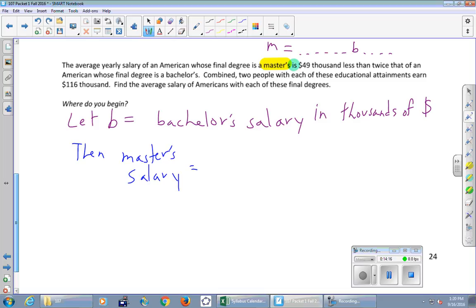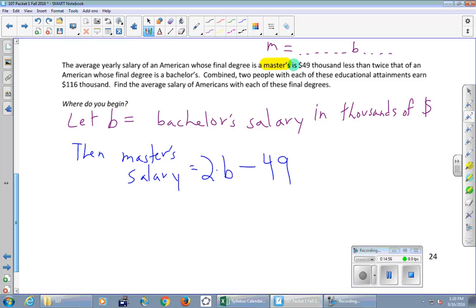49 first or 49 second? Second. And less means subtract. That's 49,000 less. We've got to be comfortable having a little gap there. It's about to get filled in. Less than twice that. Twice that means 2 times. The gap has gotten smaller. Yeah, American whose final degree is a bachelor's. That's what we call B or X. There you go. 2B minus 49. That's the translation of that sentence. That the master's is 2B minus 49.